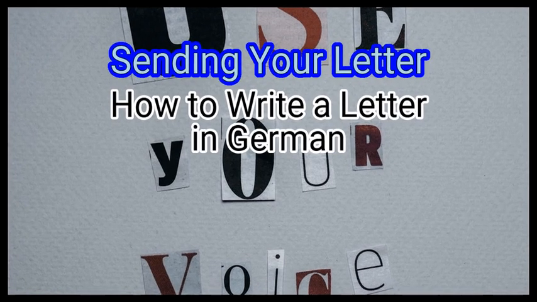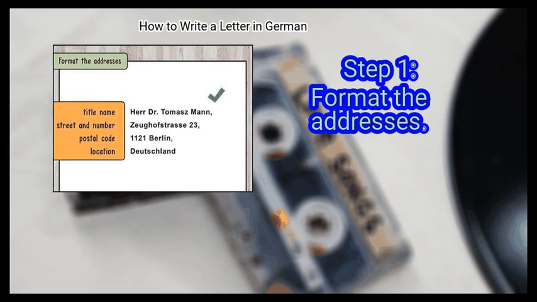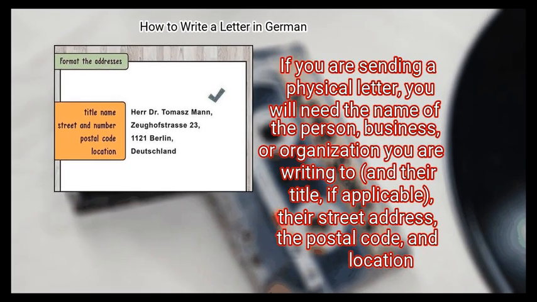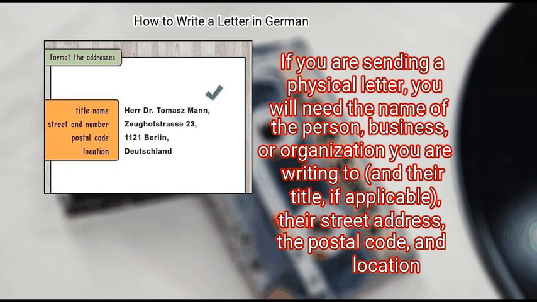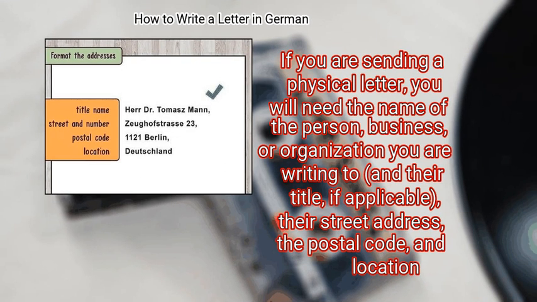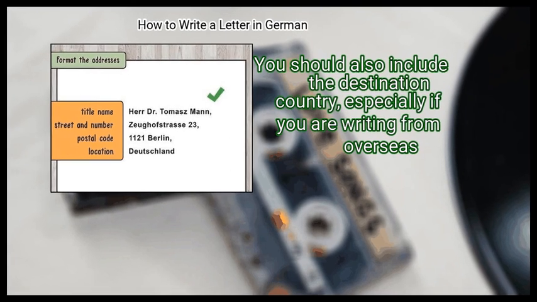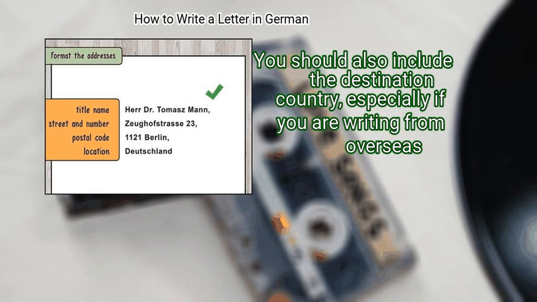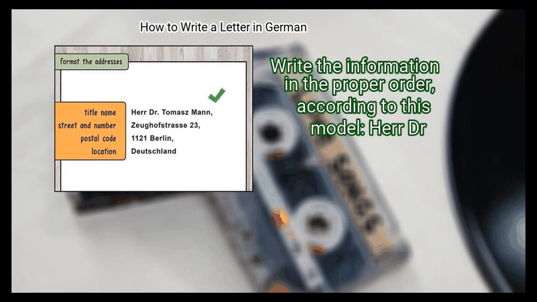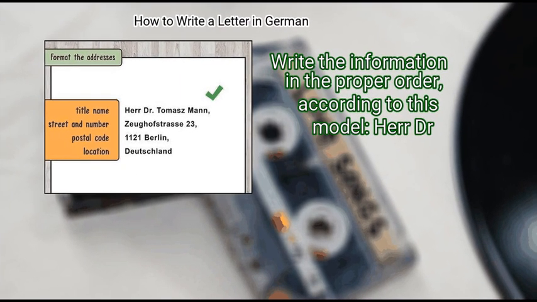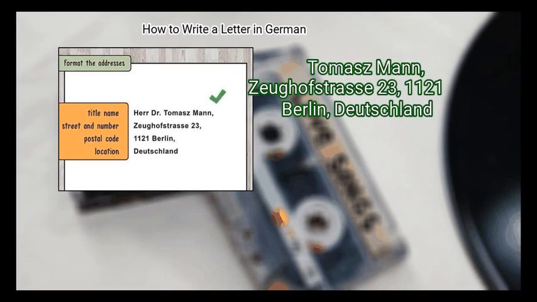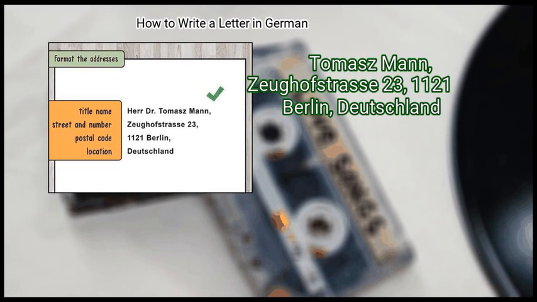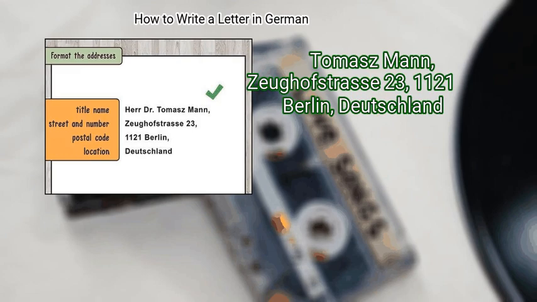Method 3. Sending your letter. First, format the addresses. If you are sending a physical letter, you will need the name of the person, business, or organization you are writing to, and their title, if applicable, their street address, the postal code, and location. You should also include the destination country, especially if you are writing from overseas. Write the information in the proper order, according to this model. Herr Doktor Thomas Mann, Zügerstraße 23, 1121 Berlin, Deutschland.